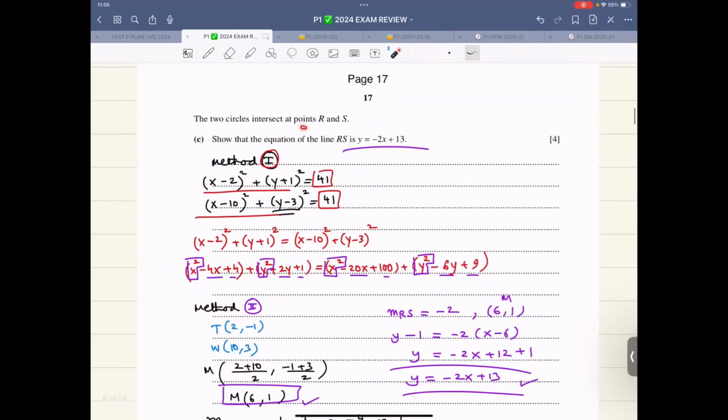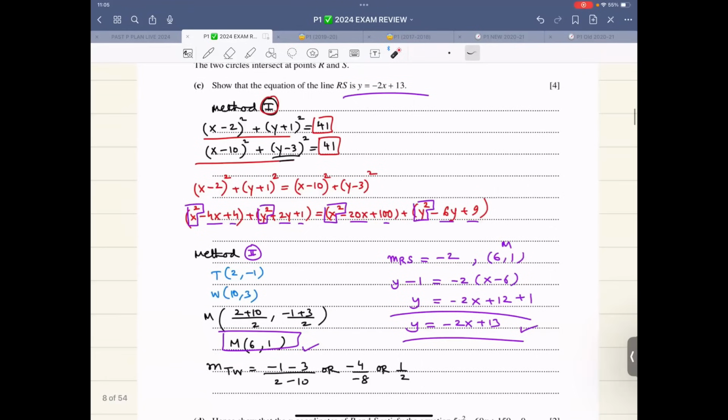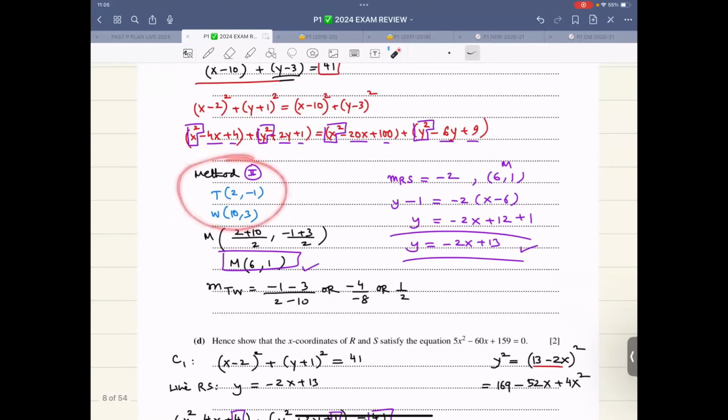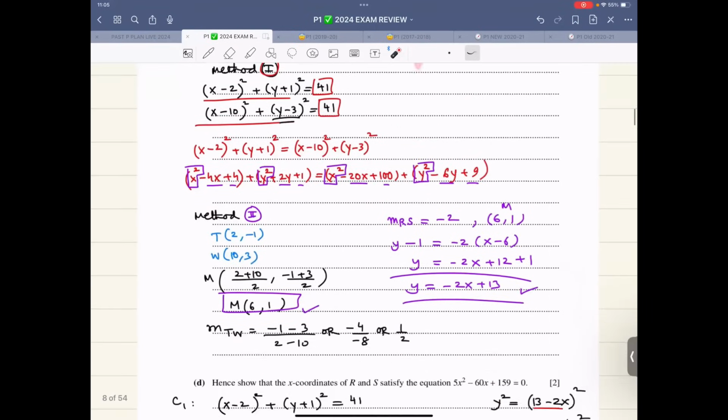And then the two circles intersected point R and S. Method 1, solve the two equations. Make them equate one another. The x square, y square, x square, y square cancel, simplify, you get this. Method 2 is what I just explained. Find the midpoint of those two centers. Find the gradient of the line connecting them. This comes out to be positive half. Do the negative reciprocal for the perpendicular and find the equation of a line. The line is written right over here.